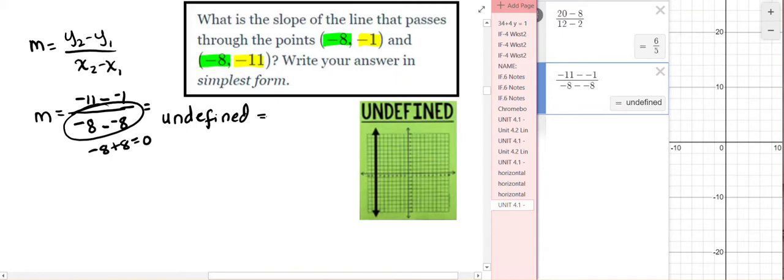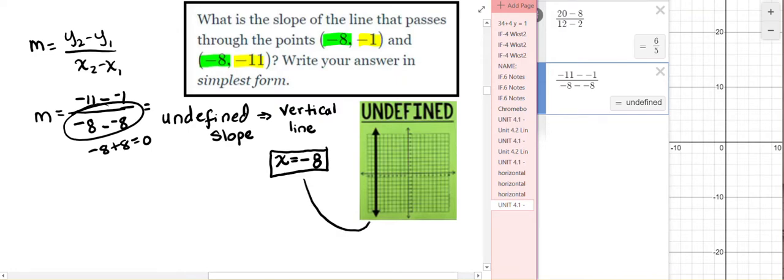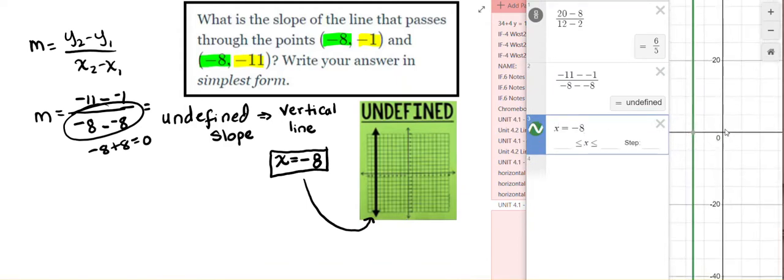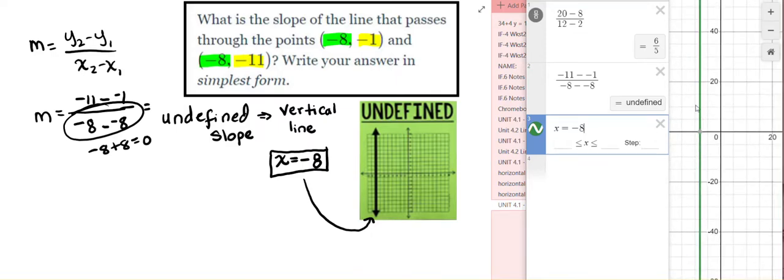What does that mean? That means that you have a vertical line, which has an undefined slope and whose equation is x equals whatever our x value is. And our x value is -8. So as weird as this sounds, it looks like an answer: x equals -8. X equals -8 is this. And if you don't believe me, let's go to Desmos and watch. X equals -8. And see, voila. It's a vertical line that goes through x equals -8, every single point that has -8 as an x.